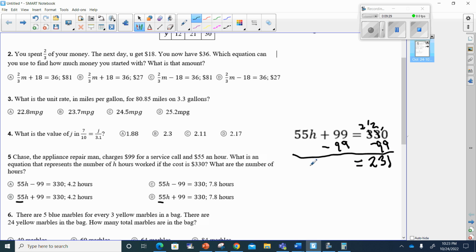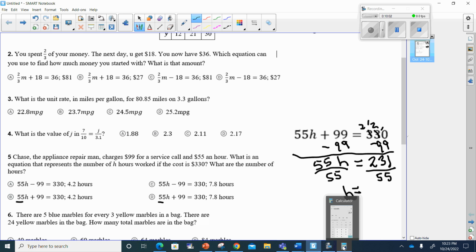Now I got 55H is equal to 231. I got to divide 55 away from H to get H alone. Remember, I did addition, subtraction. Now I need to do division, multiplication. I'm multiplying here, so the only way to get rid of 55 is to divide it away. Whatever I divide from one side, I divide from another. And now H is by itself, and now I have to say, what is 231 divided by 55?